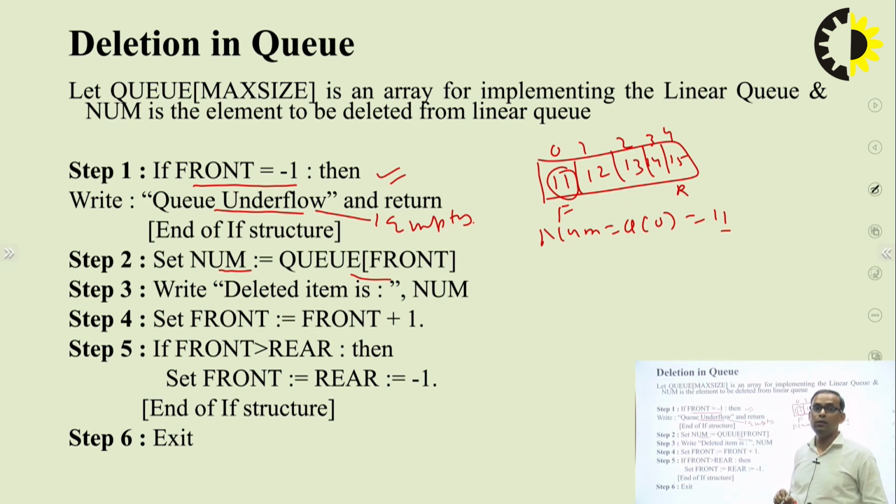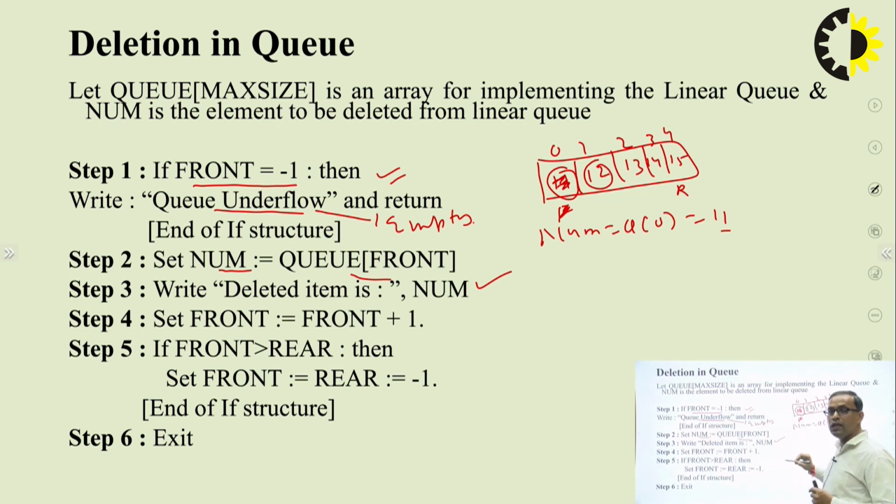11 will be the first element to be deleted. So the value at front will be assigned to num, and we will print the value of the deleted element. Suppose we have deleted this. Now after deleting, the next element to be deleted will be 12.